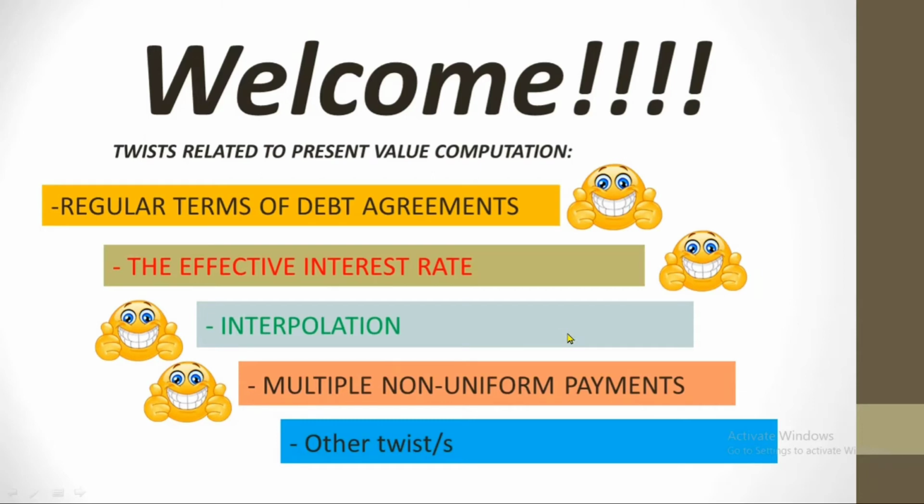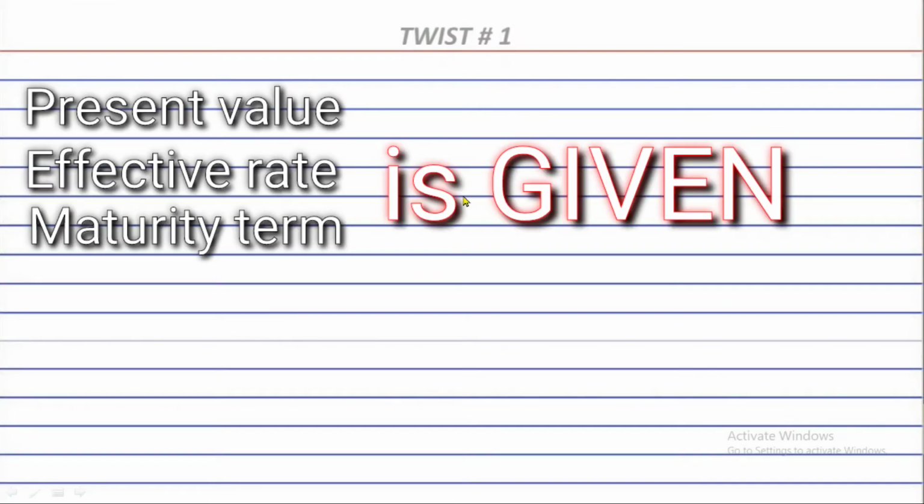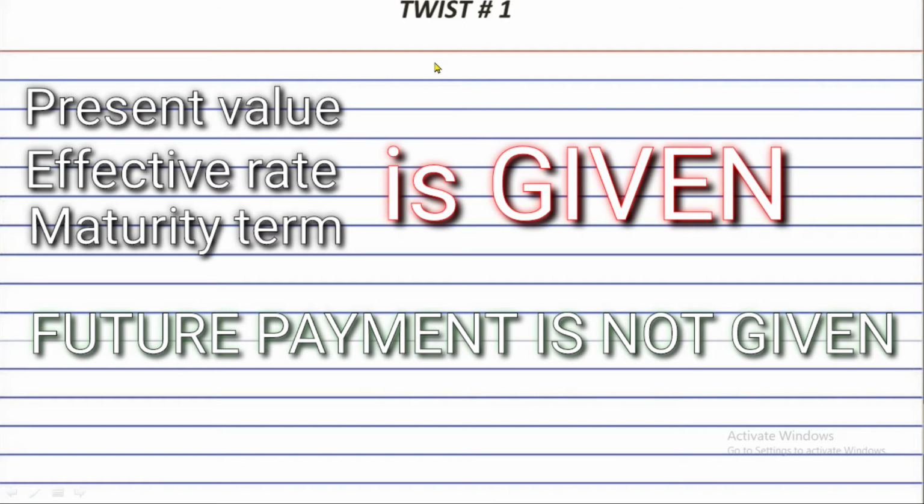So actually, there are only two other twists that I need to explain. The first one is, what if the present value amount is given, the maturity term is also given, and the effective interest rate is also given, but the future payment amounts is missing? So how will we find that?